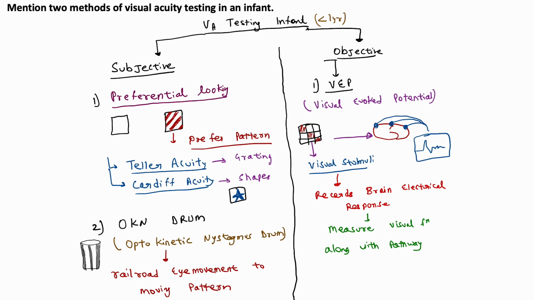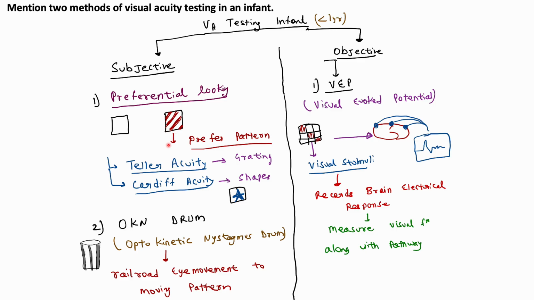Last question is, mention two visual acuity tests used in infants. So in infants, that is less than 1 year, there are two types of tests. First is subjective test and the other is objective test. In the subjective test, we show the child two tiles. First is blank, the other has some pattern. So the child prefers to look at the pattern slide. So this is the preferential looking test.